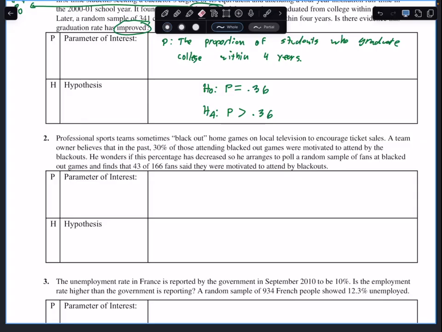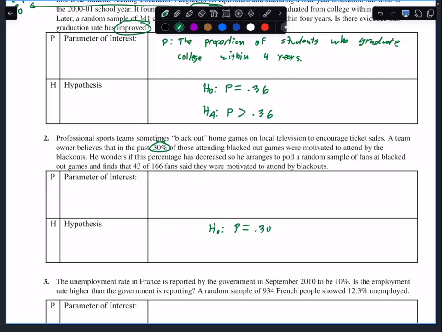Professional sports teams sometimes black out home games on local television to encourage ticket sales. A team owner believes that in the past, 30% of those attending blackout games are motivated. So that 30% is going to be my p0. So I could even start here. My null hypothesis is going to be p equals what? 0.30.